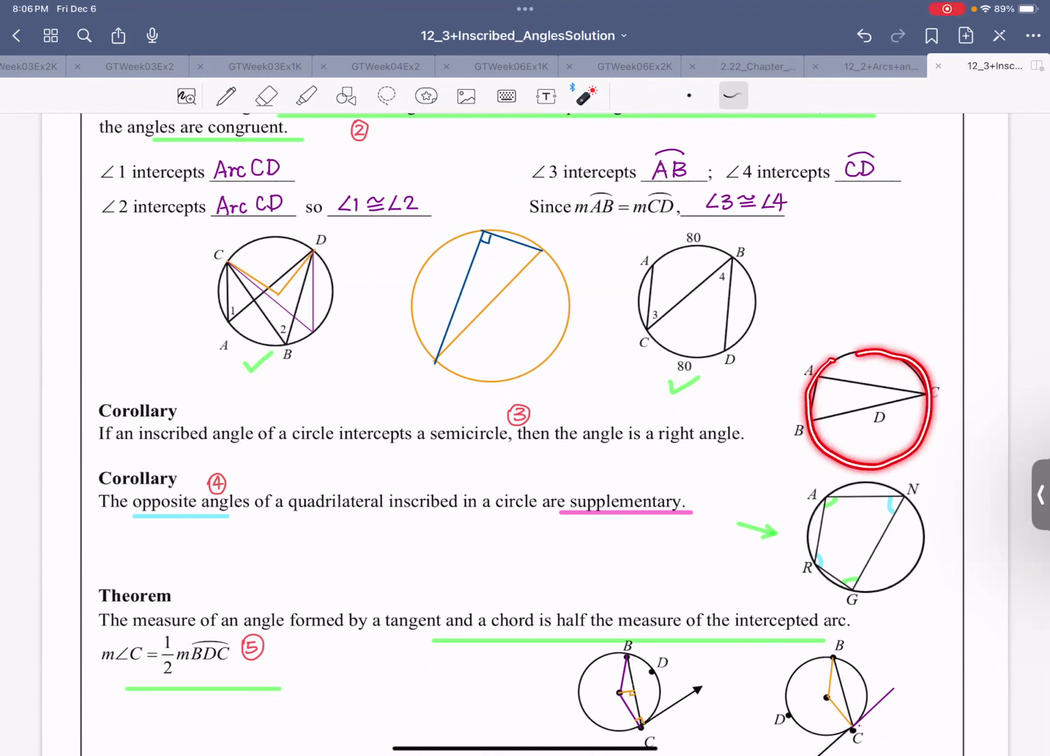Draw a circle. And then draw a diameter to cross the circle. How much is this angle? What do you think?